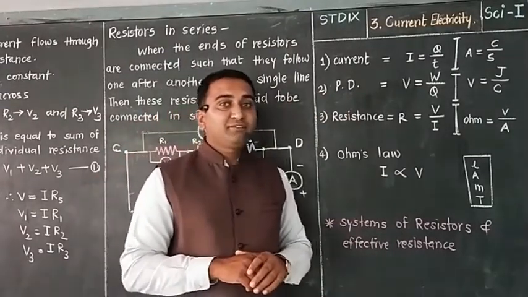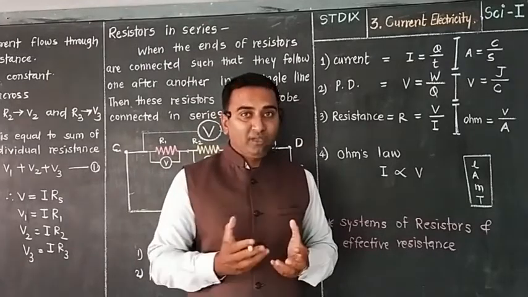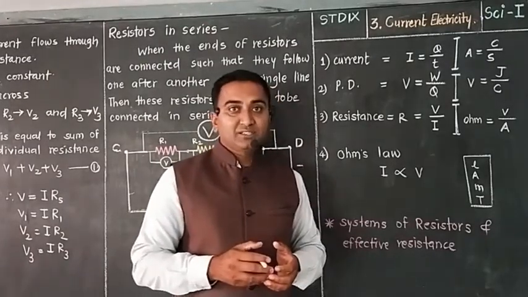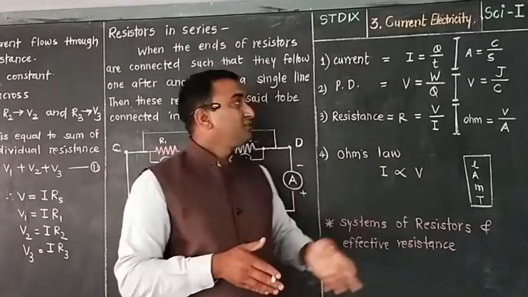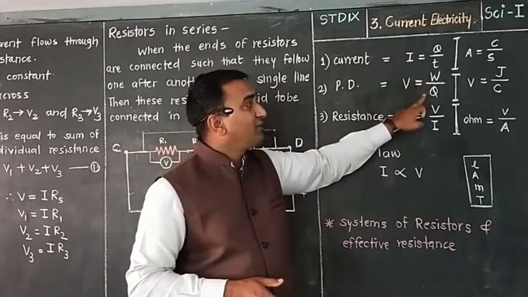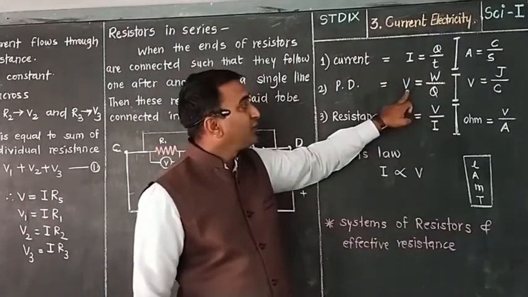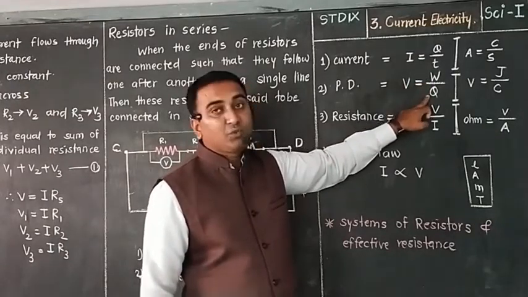So what is potential difference? It is the amount of work done in moving a unit positive charge from one point of a wire to another point. So that is a potential difference. That is, V is equal to W divided by Q. V is potential difference, W is the amount of work done, and Q is the charge.